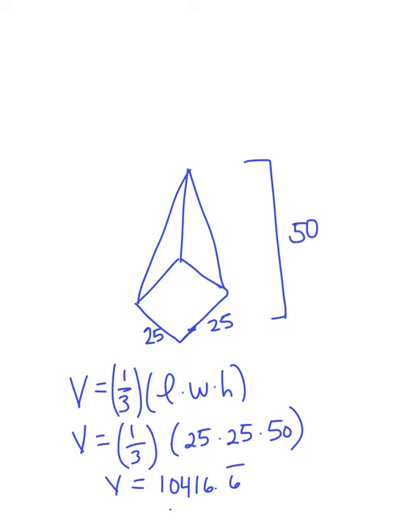Again, if you don't have a calculator that can do all of this in one, turn that 1/3 into a repeating decimal of 0.3, and then do 25 times 25 times 50, and then multiply those two answers together, and you will get it that way.